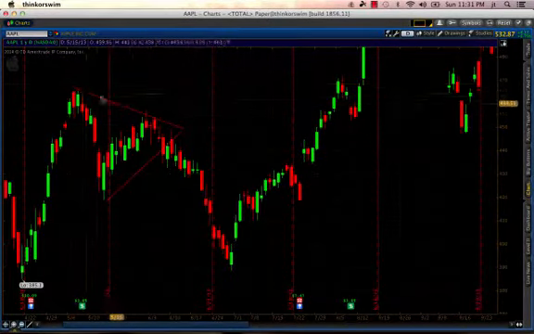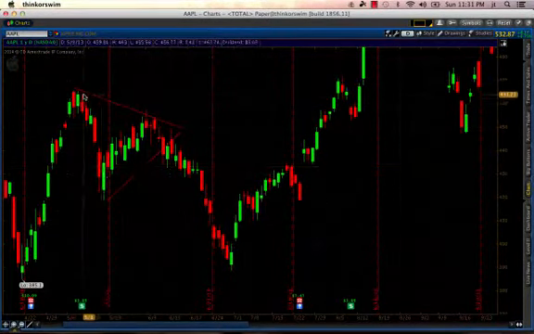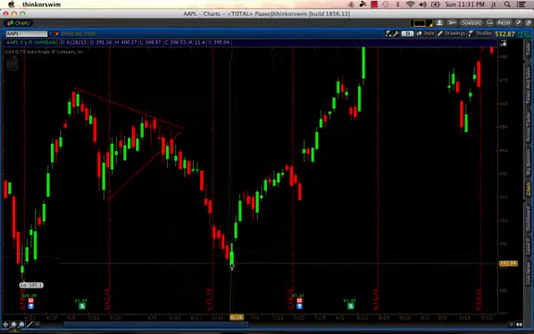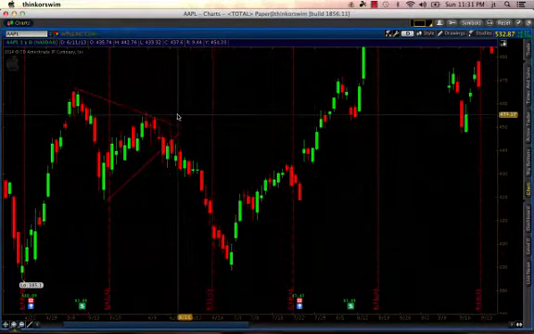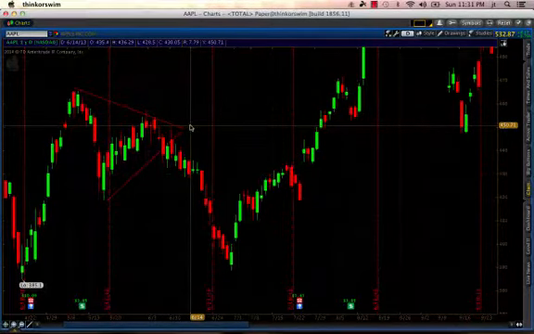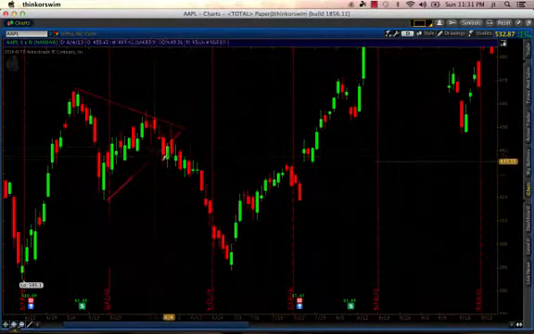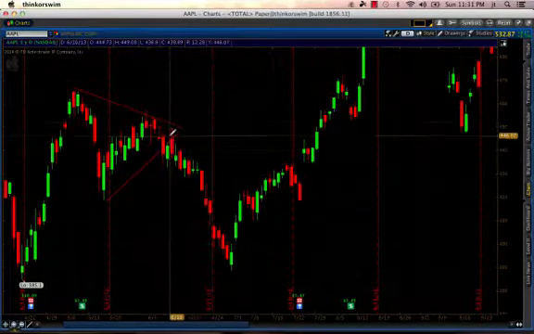I drew a symmetrical triangle here on Apple on a daily chart. It still traded within this zone and had its breakout to the downside. So it doesn't matter which time frame you're using, whether it's a fast one such as a 5-minute or a slower time frame such as a 4-hour or a daily, these triangles will appear. There's a good chance that the trade will set up and work, but sometimes it doesn't.